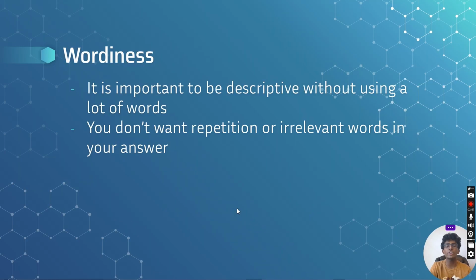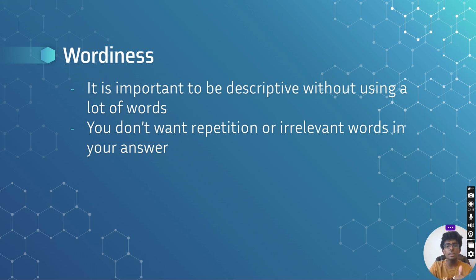All right, wordiness is another thing. Biggest tip for the ACT English section: you need to be as concise as possible. The longest answer is almost never correct, unless the longer answer has important information that you're not getting from the smaller answer. This is very important. You want to be descriptive without using a lot of words.